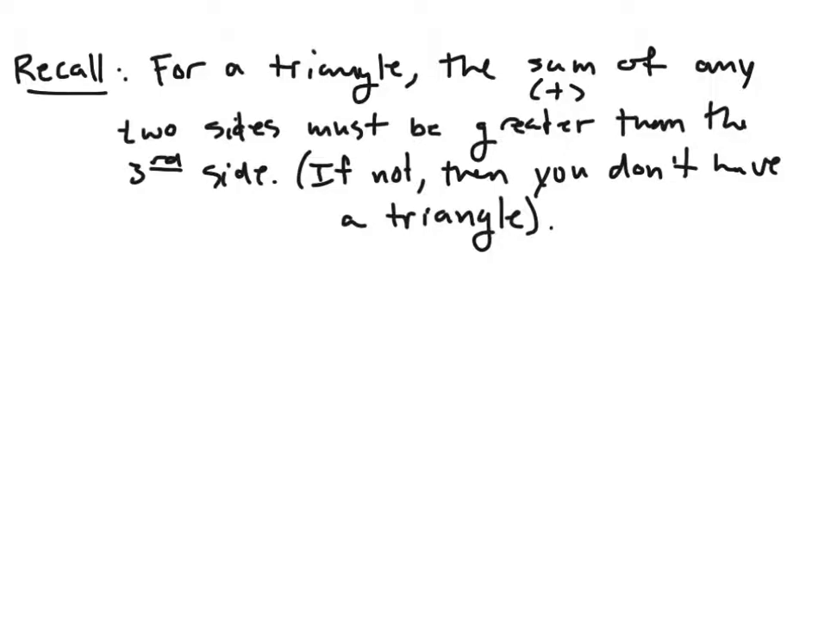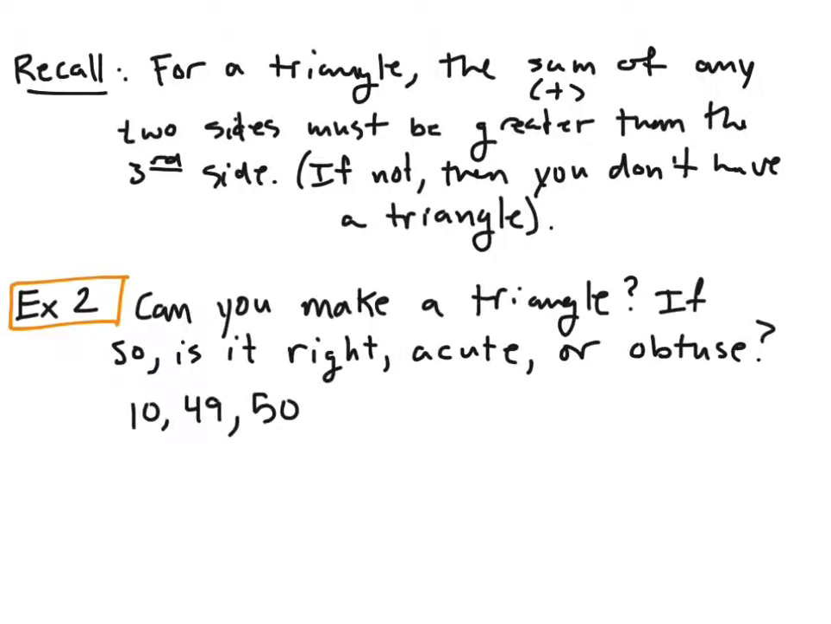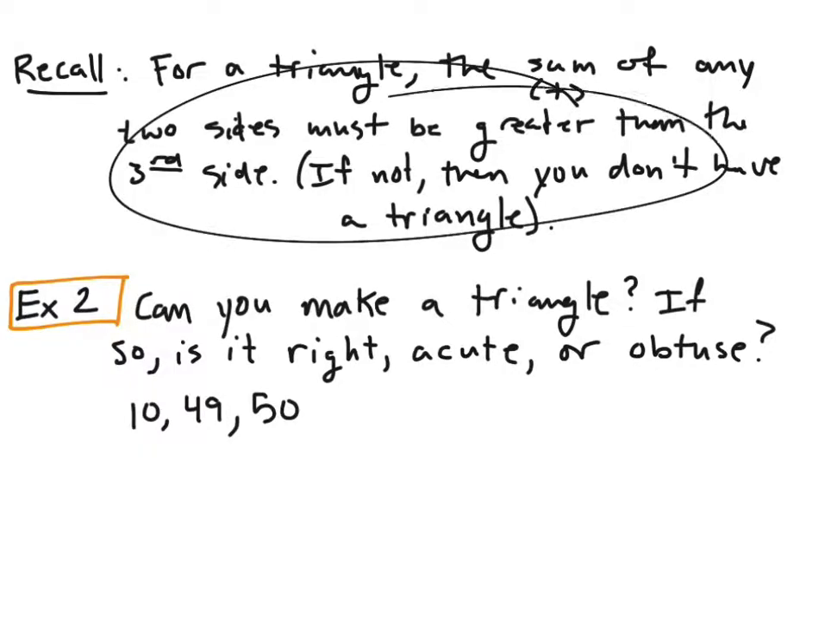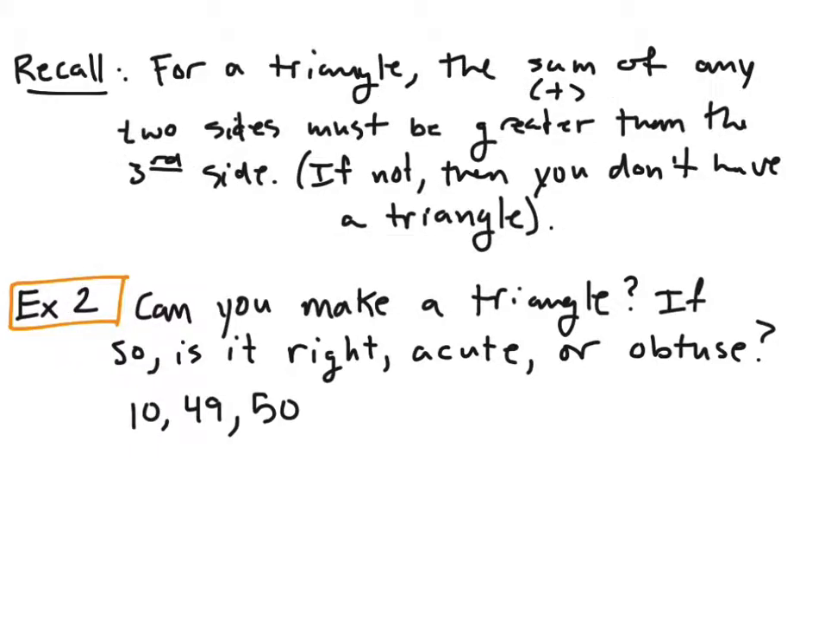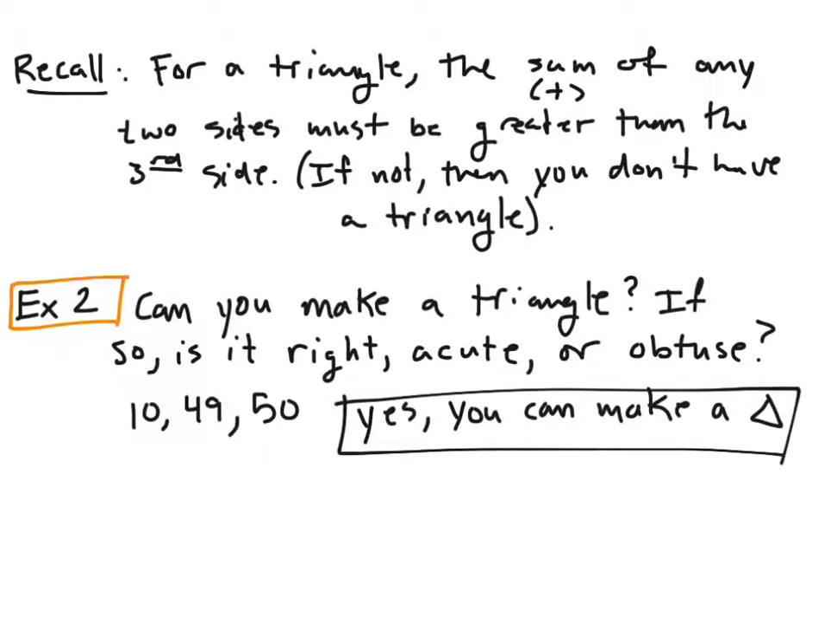And now we can do this example. It says, can you make a triangle? If so, is it right, acute, or obtuse? So they give us three values here. And first we have to use that and decide whether we can make a triangle or not. If we take any two sides, I'm just going to take those two, add them together. That's 59, which is definitely bigger than that. Okay, that works. 50 plus 49 is definitely bigger than 10. 10 plus 50 is definitely bigger than 49. So yes, you can make a triangle. You can always just check that in your head. So remember, just check that, and you can definitely make a triangle because you can add them together, and it's bigger than the third side.